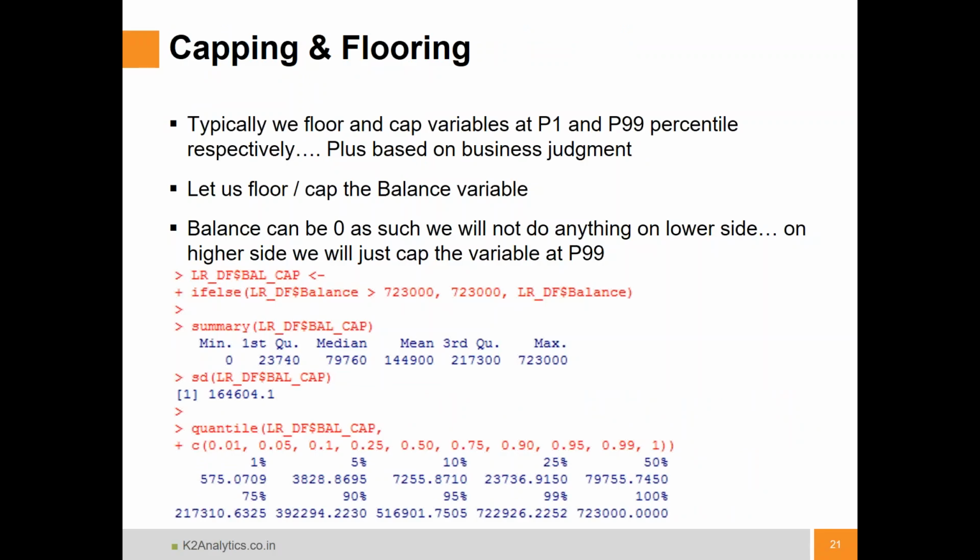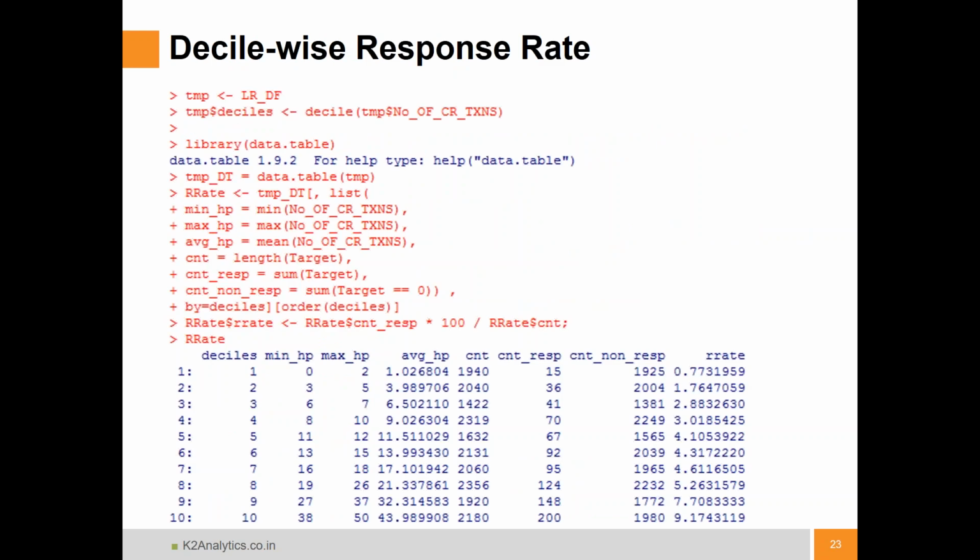Based upon the distribution, specifically for continuous variables, we have to see whether there are outliers or not. And I mentioned that typically outlier treatment we do at P1 and P99 percentile. At P99 we typically tend to cap if there are outliers, and P1 is where we tend to floor if there are outliers on the lower side. Then we saw imputation.